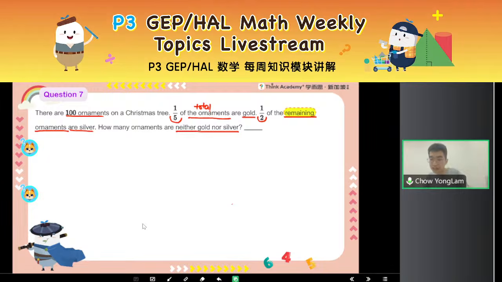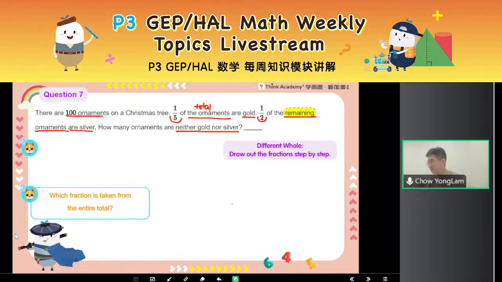Then how? If they are not referring to the same total, should I still cut into smaller parts and find the equal denominator? Don't need to. If the two fractions are referring to different totals, if I take from the total and then take from the remaining, then we will draw out the fractions step by step, following the order of the story. So, which fraction should I start from? That's right. The fraction that is taken from the total, which is 1 over 5.